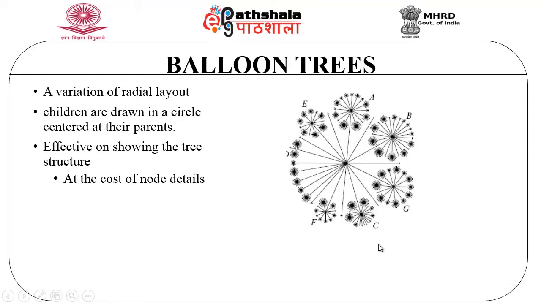The next type of representation is balloon trees. This is a variation of a radial layout.